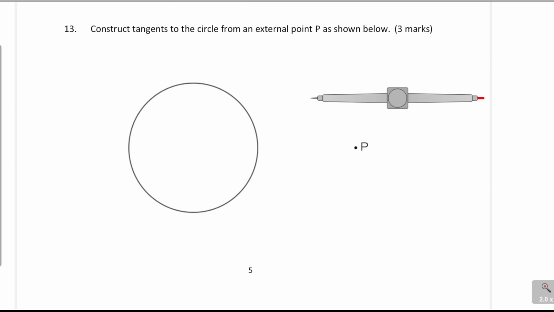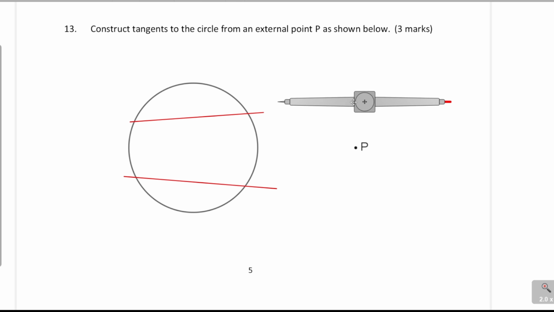Question 13. Construct tangents to the circle from an external point P as shown below. So you need to construct tangents to the circle from external point P. The first thing that you need to get is the center of the circle. How do you get the center of the circle? To get the center of the circle, you need first to construct any two chords, whichever you draw, the two chords, like that. Then when you construct the perpendicular bisectors of each of those chords, their point of intersection will give the center.